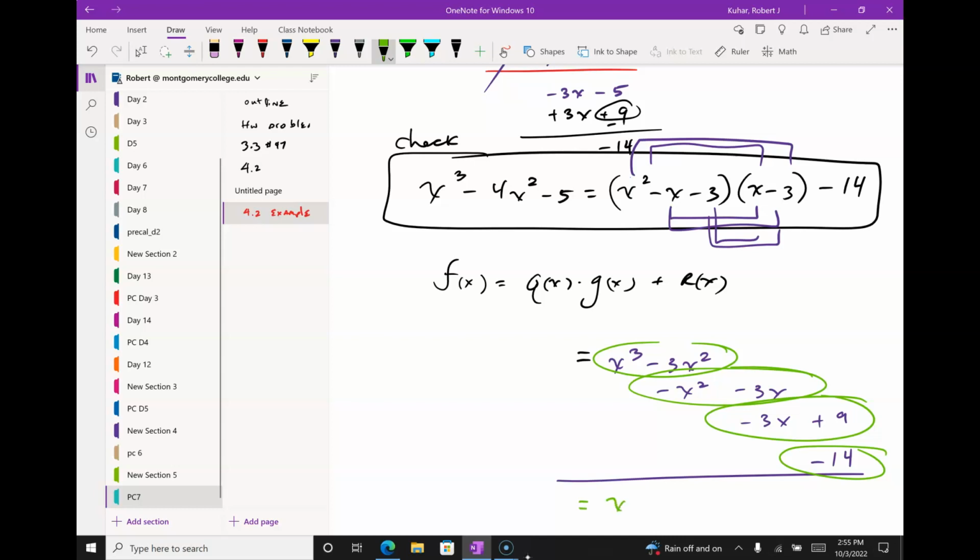So what do I get? X cubed minus 4x squared. Oh, I made a mistake here. Oh, there's a positive 3x here. Minus 5. There it is. I made a mistake here for minus x times negative 3. That's a positive 3x.